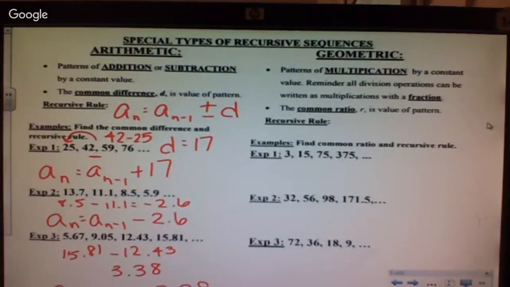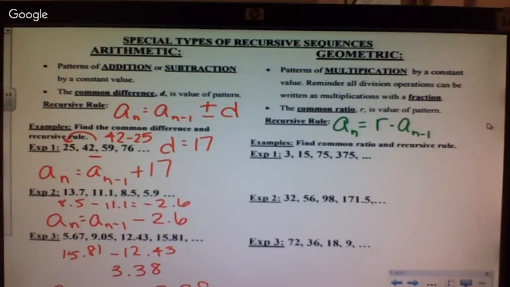Okay. The last one is a geometric sequence. So arithmetic is adding or subtracting. Geometric is going to be multiplying. Or technically dividing, but dividing is the same thing as multiplying by a fraction. And this time, instead of calling it the common difference, it's now called the common ratio. So your recursive rule for these ones will always look like A sub n equals R times A sub n minus 1. So you're always multiplying your previous term.